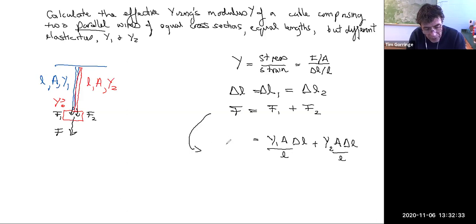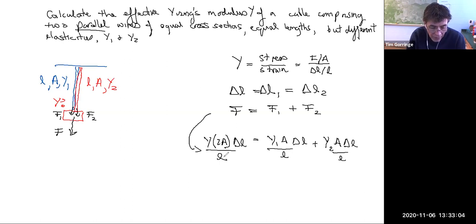And finally, if I substitute for the total force that's acting on the entire cable made of the two wires, in terms of the effective Young's modulus of that cable and its area, its length, its elongation, I get the following. Y is the effective Young's modulus. 2A is the cross-sectional area of the entire cable. Delta L is its elongation, and L is its length.